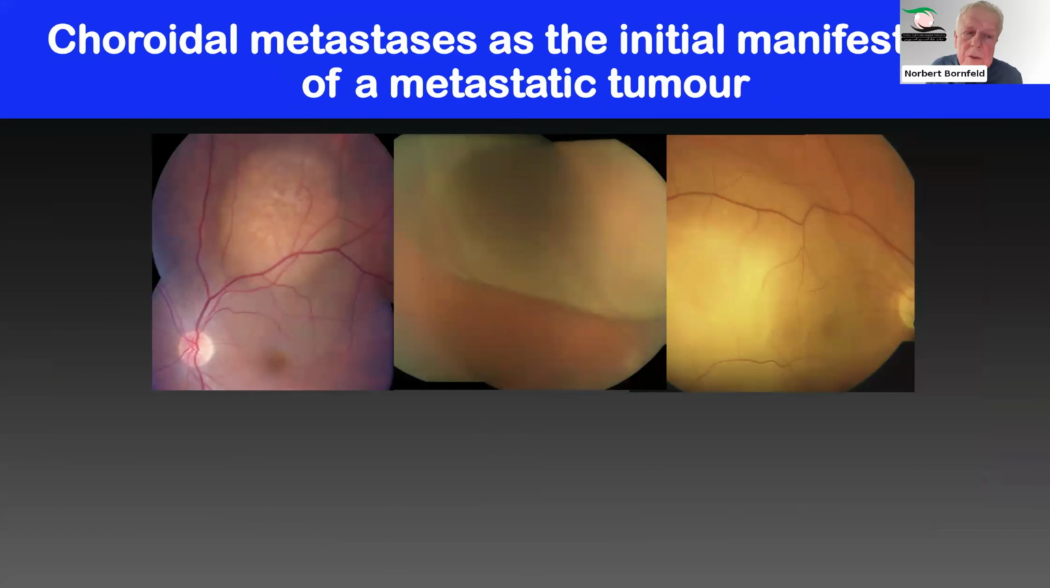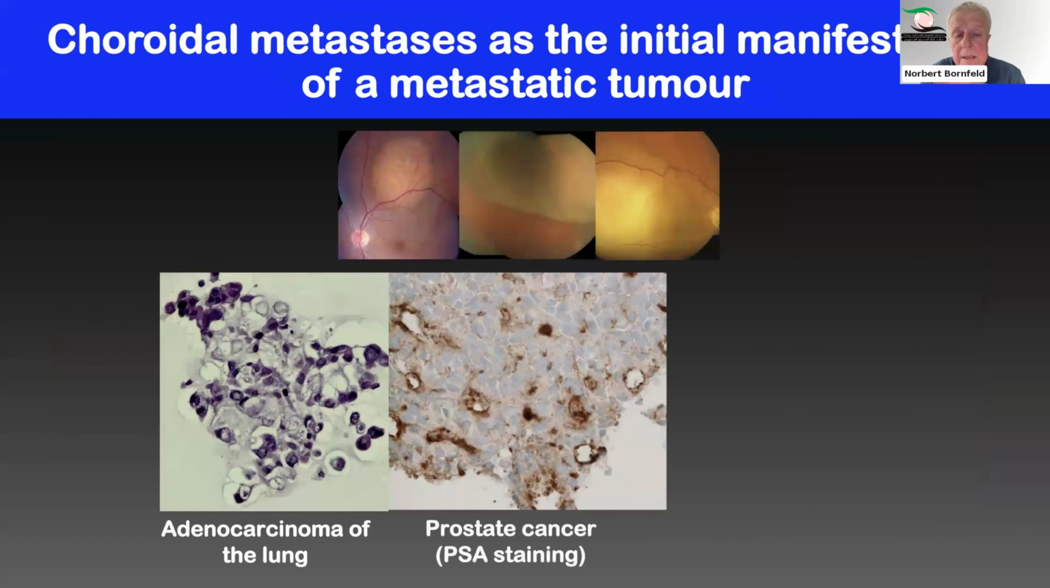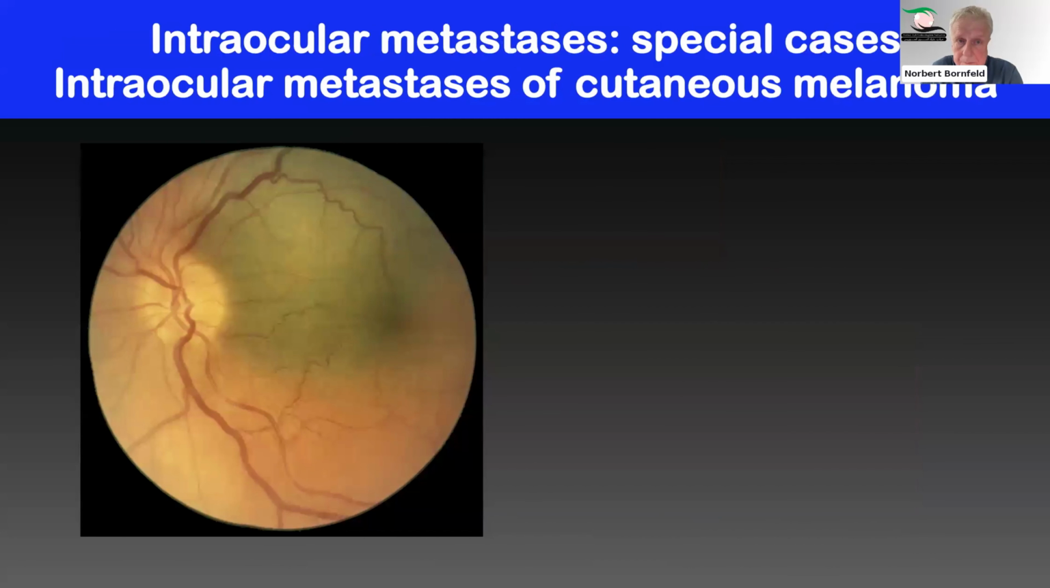It may help to do a biopsy of the tumor when the primary is unknown. I would like to show you these 3 patients. This was a patient who was unaware of having an adenocarcinoma of the lung. It's a biopsy. That patient has a prostate cancer. You have seen that patient earlier in my talk. And that patient had a thyroid cancer. That shows you the thyroglobulin staining of the biopsy leading to the diagnosis of the primary cancer. So in some cases, if you don't know the primary, it may be helpful to do a biopsy of the intraocular lesion to find out what the source of the intraocular metastasis may be.